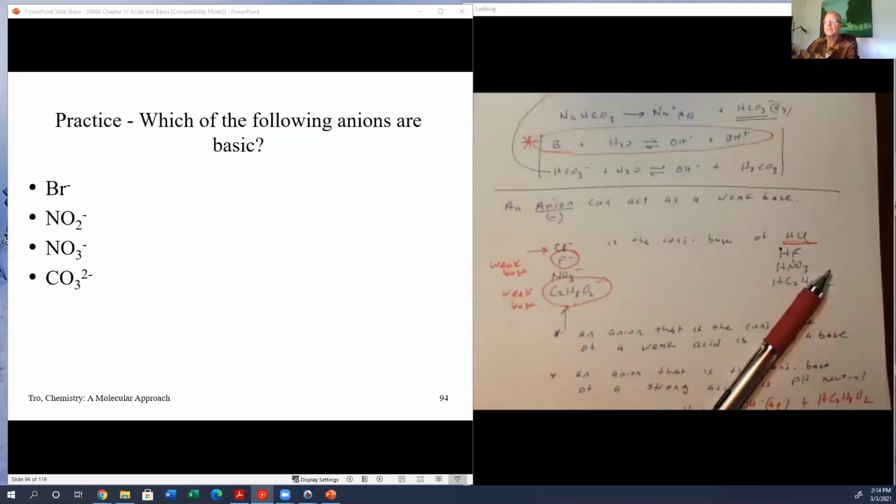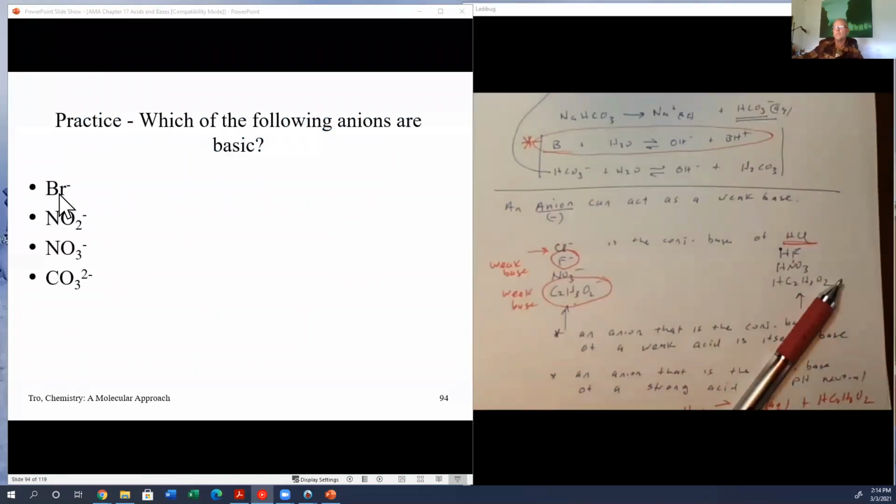Okay, so let's practice a little bit. Br minus. Now remember, these are all negative ions, so we don't have to worry if a negative ion is acidic. We just have to worry if it's basic. So let's ask ourselves about each one of these. Is Br minus basic, yes or no? No. Why? It's the conjugate base of the strong acid HBr, so Br minus is pH neutral.